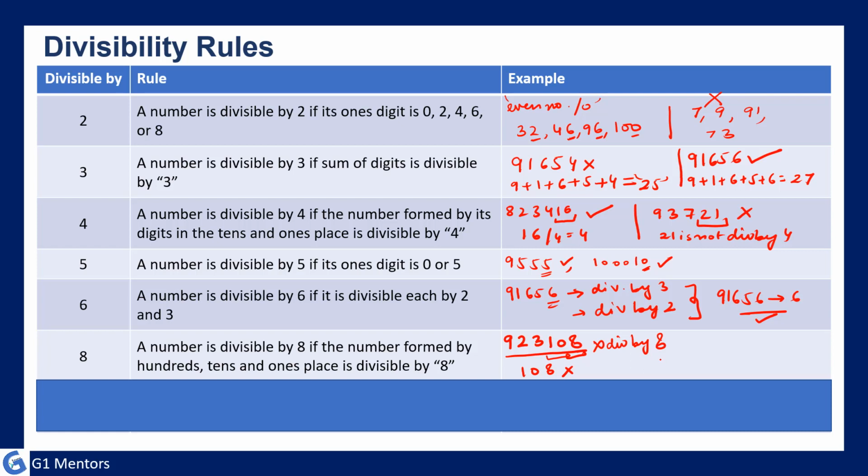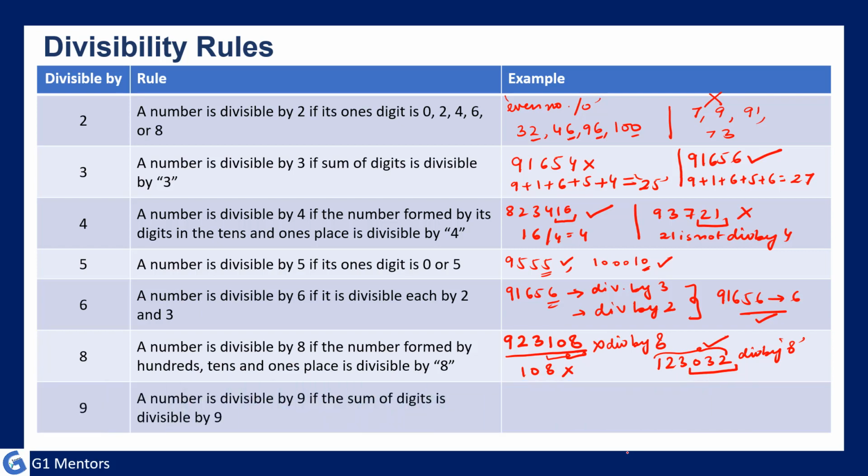So now let's take another example. 123032. The last three digits, 032, are divisible by 8, hence this complete number is divisible by 8. Now let's see the rule of 9. A number is divisible by 9 if the sum of its digits is divisible by 9. Let's take any random number, 63415. The sum of digits is 6 plus 3 plus 4 plus 1 plus 5, which equals 19. Since 19 is not divisible by 9, this number is not divisible by 9.